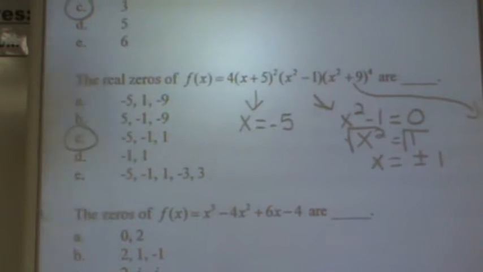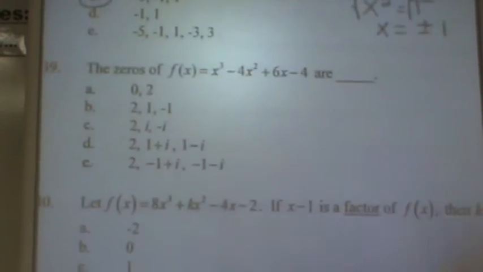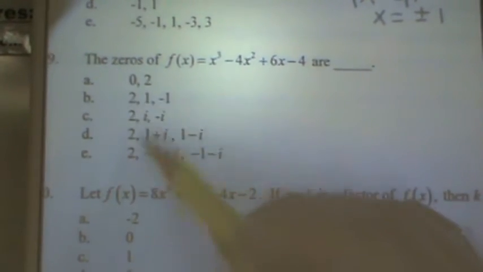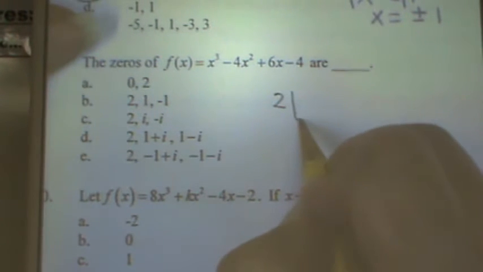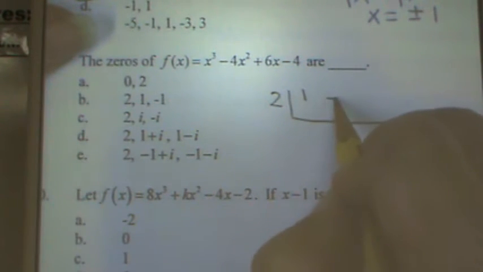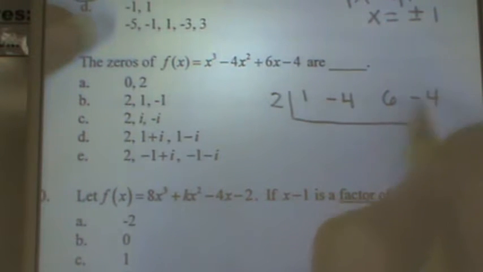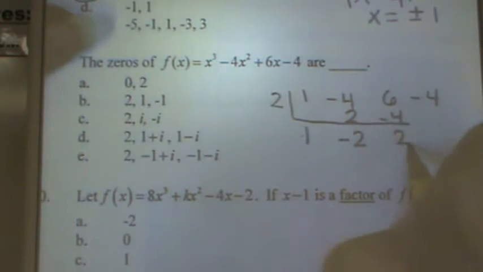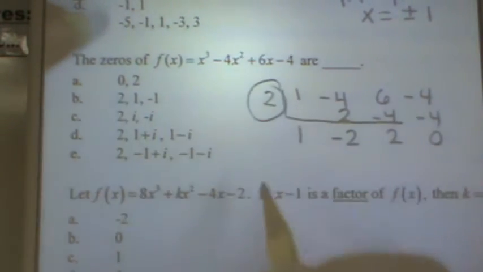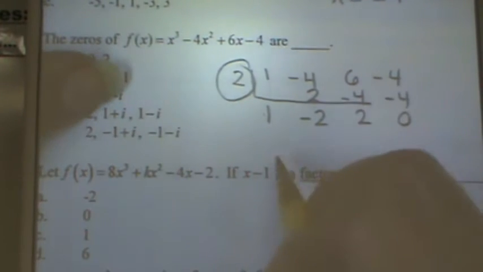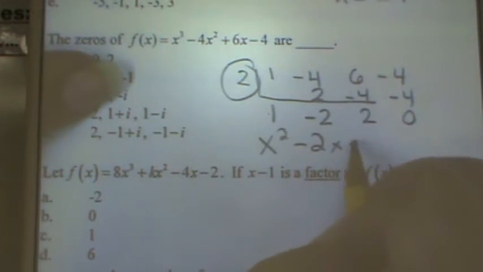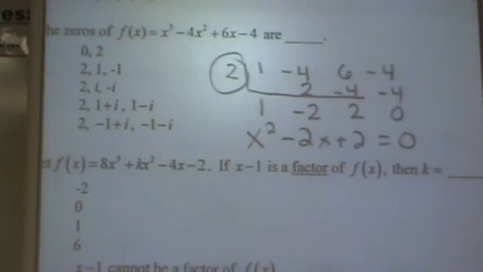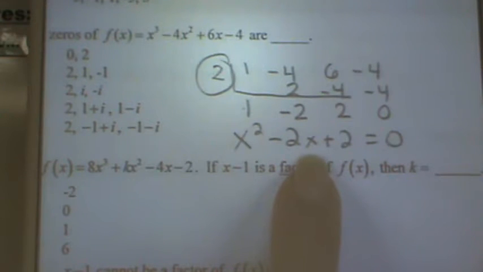Okay? For number 39, you're going to want to do your P over Q test, but looking at your answers, it looks as if 2 is going to be one of the answers. So if you do synthetic division, and you do 1, -4, 6, -4, bring down the 1, 2, add, you're going to verify that 2 is a 0. So what's left here is x squared minus 2x plus 2. Set this equal to 0, and you can use completing the square to figure out the other 2 zeros.